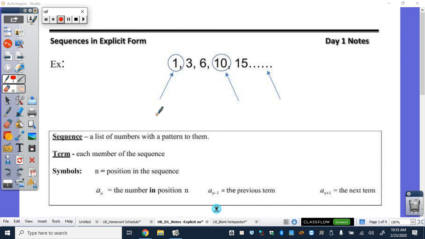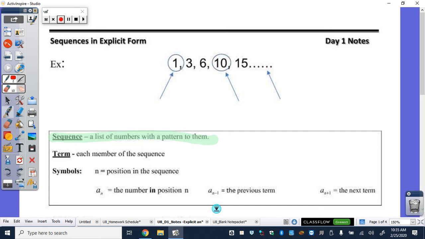All right, sequences in explicit form. So a sequence is simply a list of numbers that has some kind of a pattern to them. Some people can look at a sequence of numbers and instantly figure out what the pattern is. Some people need a little bit more work to figure out the pattern. It doesn't matter. It's not going to change anything if you need to take a little bit longer to figure it out.